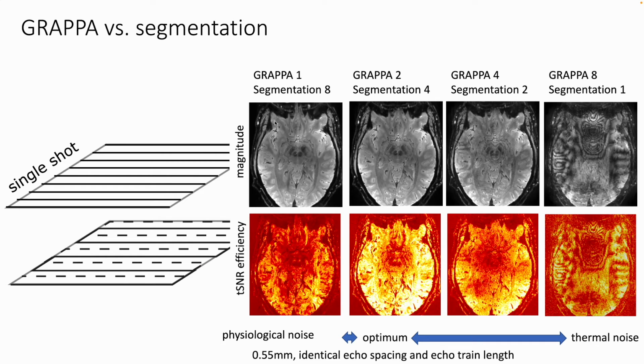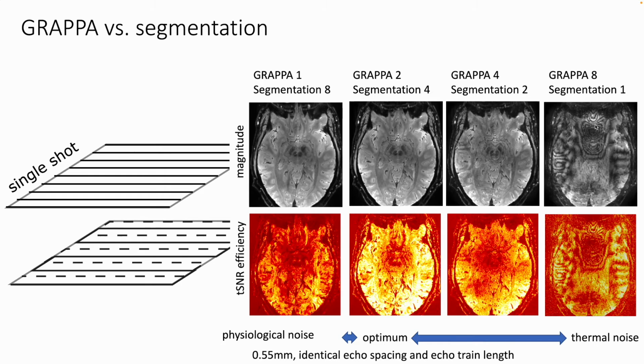And here I'm showing you a high resolution protocol in low brain structures, looking at either not using GRAPPA at all and a lot of segmentation, or using a lot of GRAPPA and no segmentation, and then combinations in between. You can see that the extreme cases are not very efficient. For example, if you don't do GRAPPA and only segmentation, you can see that even at these high resolutions, we are physiologically noise limited. We have these shot-to-shot phase errors, especially also motion around the large vessels and so on. So our TSNR is not the best.